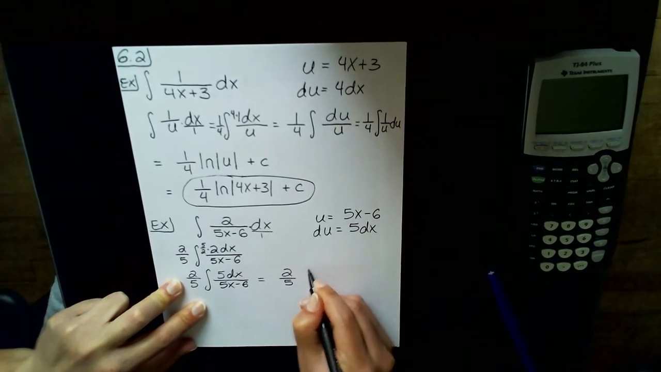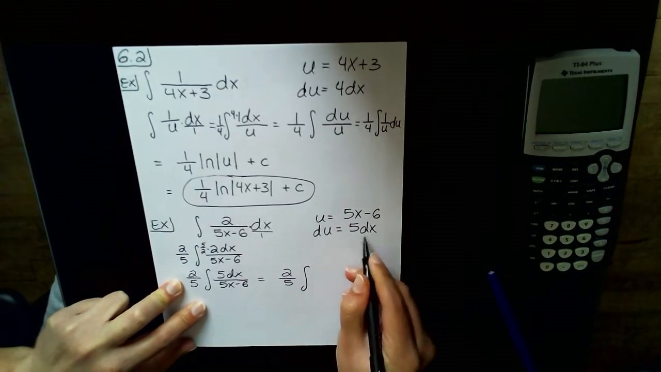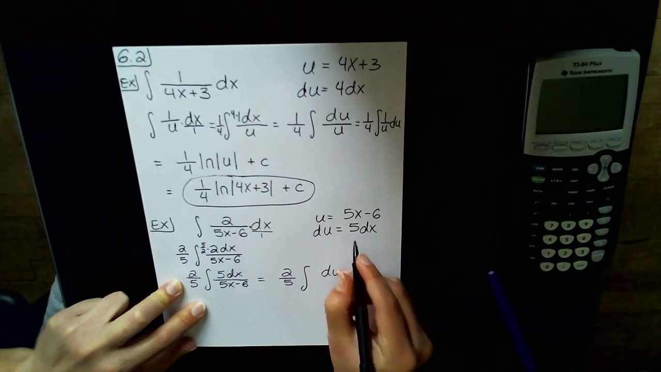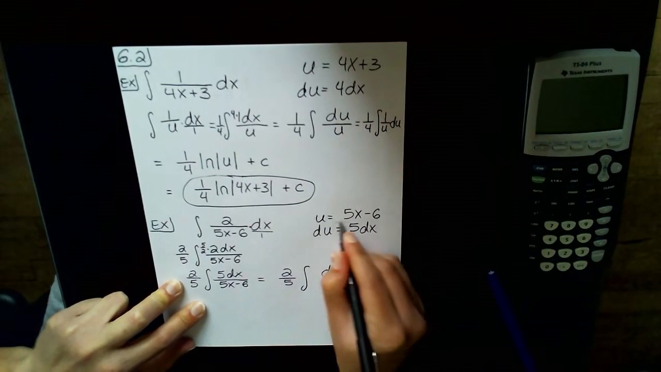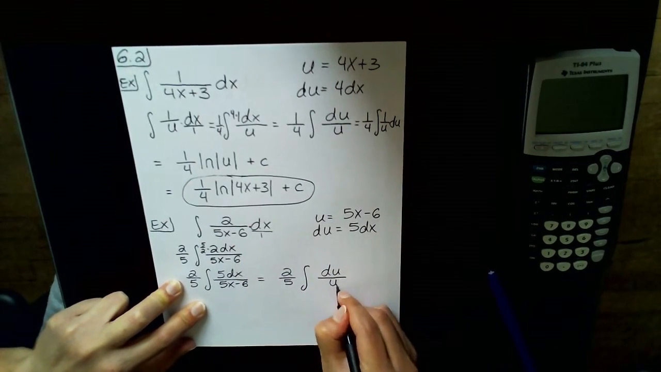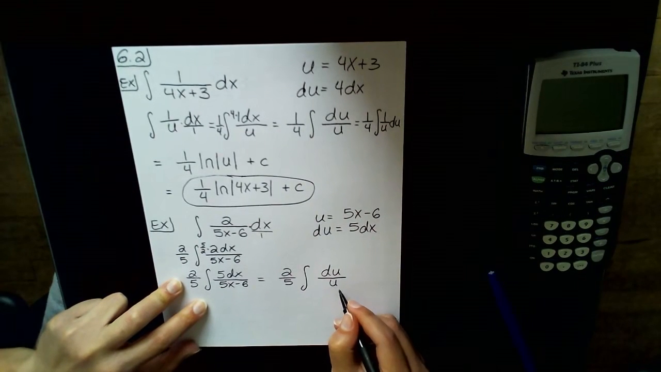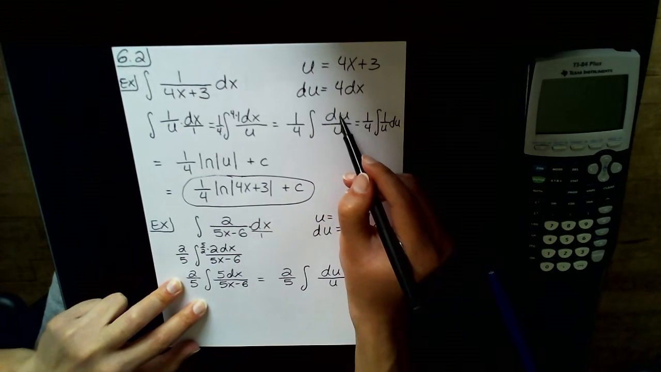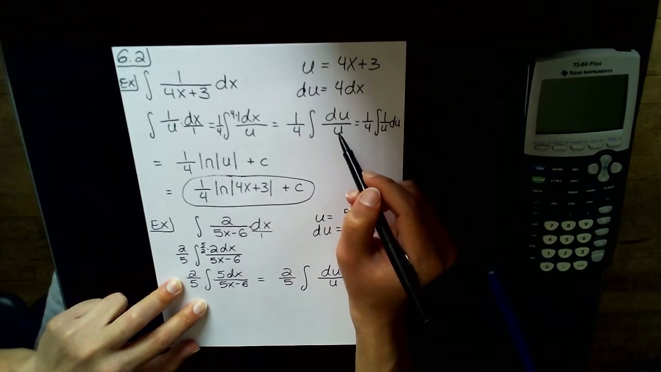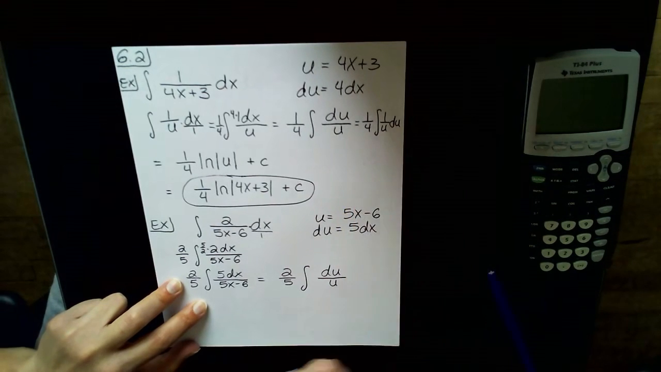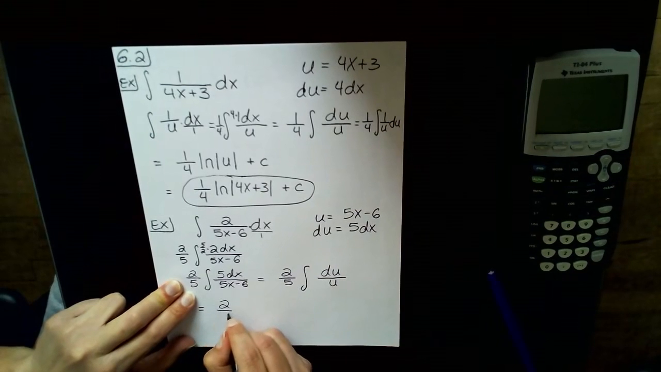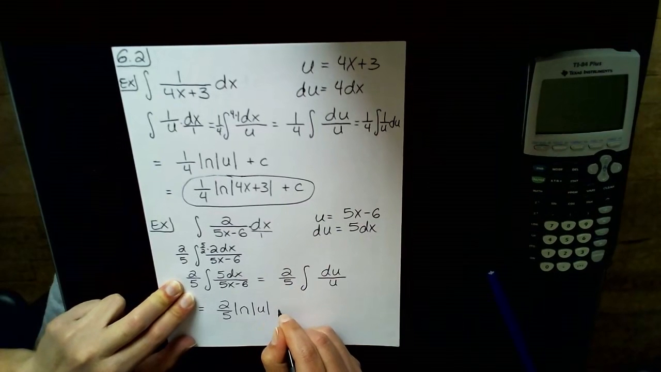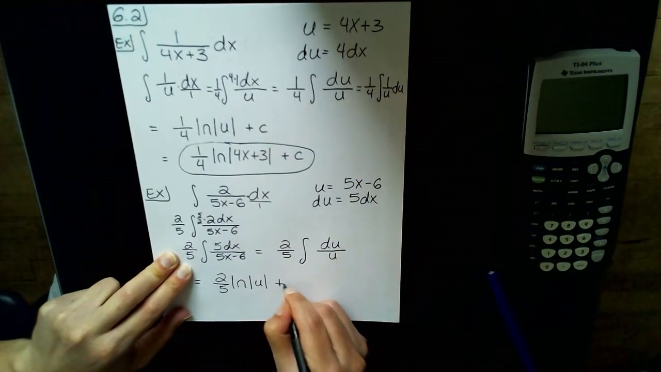So we have 2 over 5 times the integral of 5 dx is du. That's our u substitution for du. And then 5x minus 6 we said was u. So we have du over u. And now we can take the integral of that. We said in the previous problem, the integral of du over u is the natural log of the absolute value of u. So we get 2 over 5 times the natural log of the absolute value of u plus c.